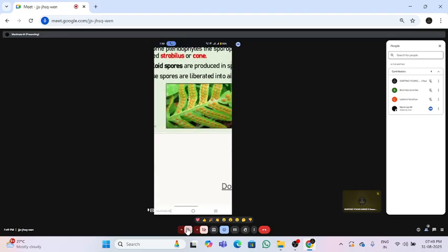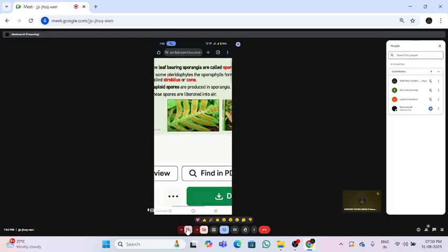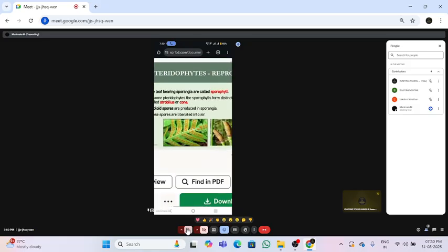The leaves of the pteridophytes, if you see, have sporangia. You see this backside. These are the leaves, and this is the front side, the ventral side we can say. They have small spores on the leaves. So here only the reproduction takes place.